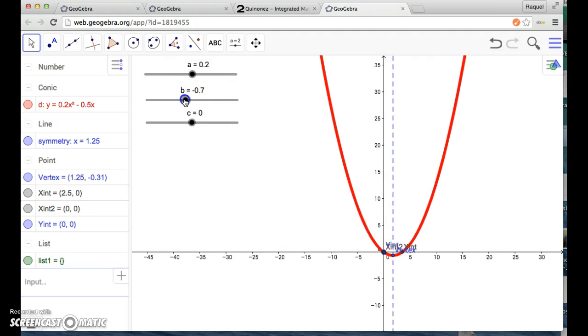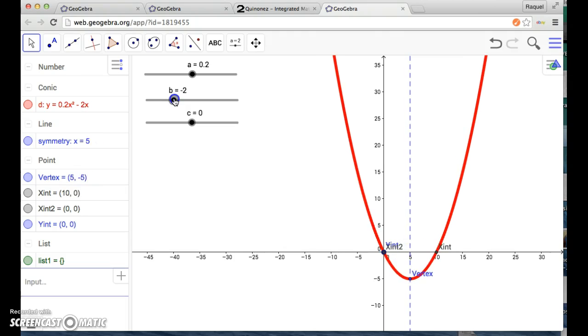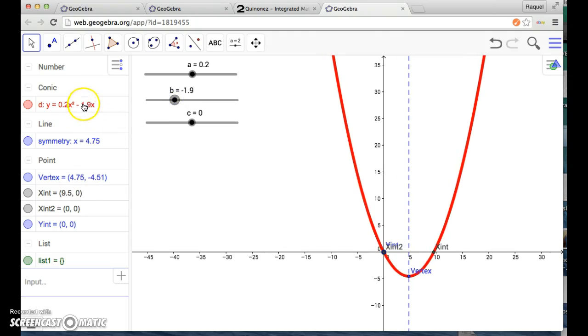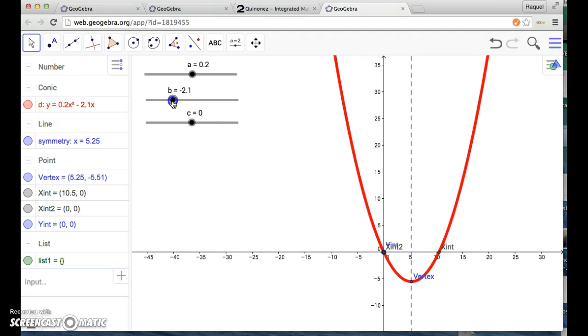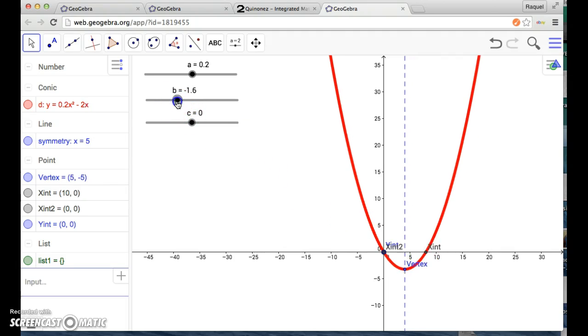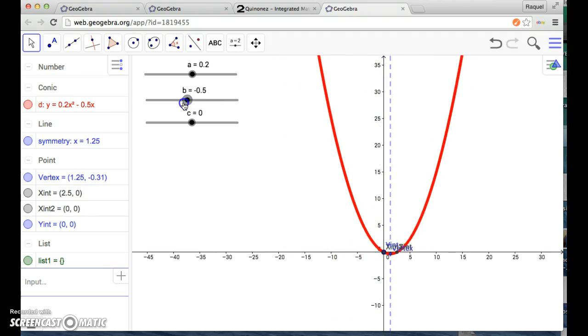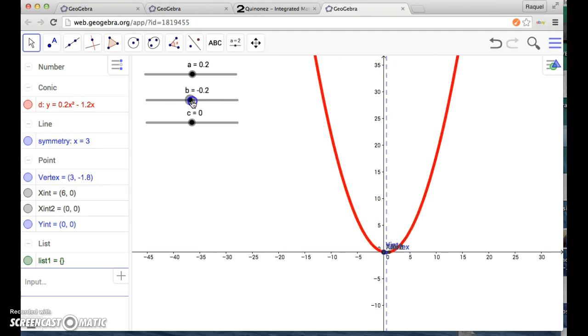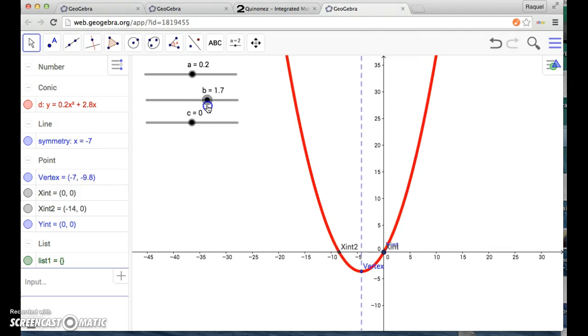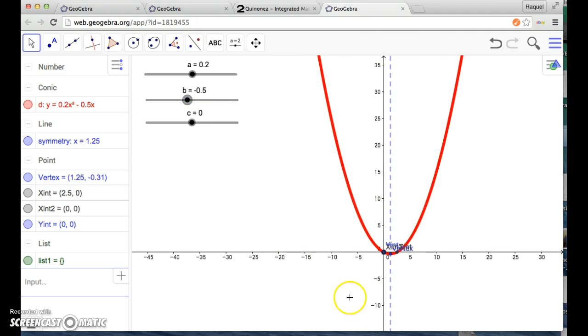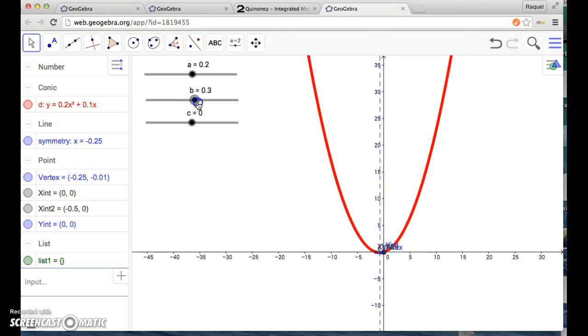So here's B. If I move B to negative, and here's B here, that'd be your equation. If you move it negative, it actually goes to the right and down a little bit. Kind of interesting how it goes up and down. If you look at how it's going up and down, it looks like it's going up and down on another parabola underneath, like an imaginary one right here. I'm really curious to know why.